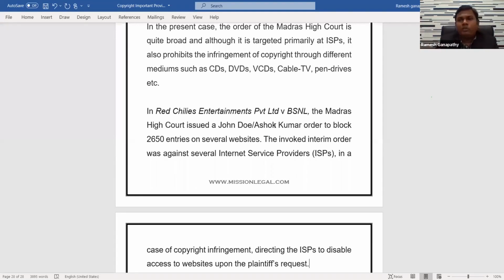And though it is not 100% possible in the current scenario, even after getting a John Doe order, we can see that after 10 days or 15 days, some other website is coming and popping up and people are downloading. So all these activities are there, but it is some kind of a relief for the movie industry or IP owners to stop the major chunk of infringers from violating their IP rights.